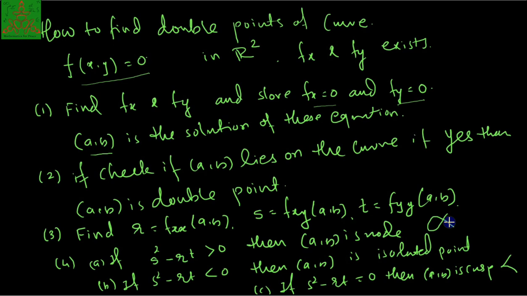So this is the point P, which is called the node, and that is the point (a, b) that we have here. So this is the way to check whether the given equation or given curve has a double point as well as which type of double point it is. So let us now solve some examples related to it.